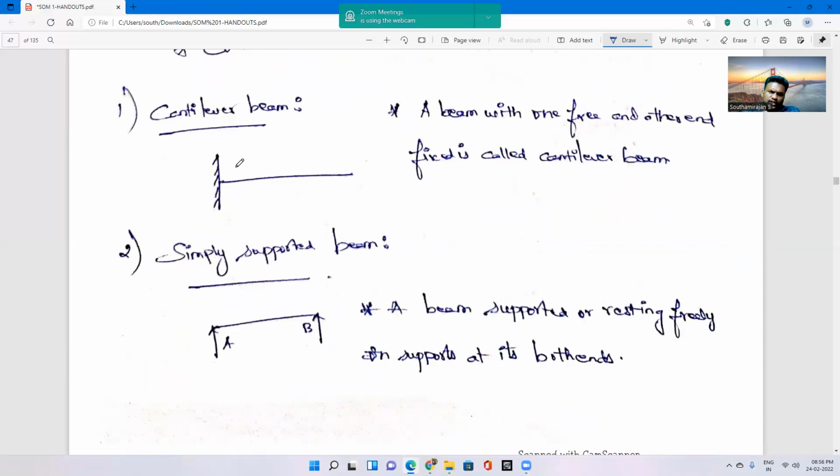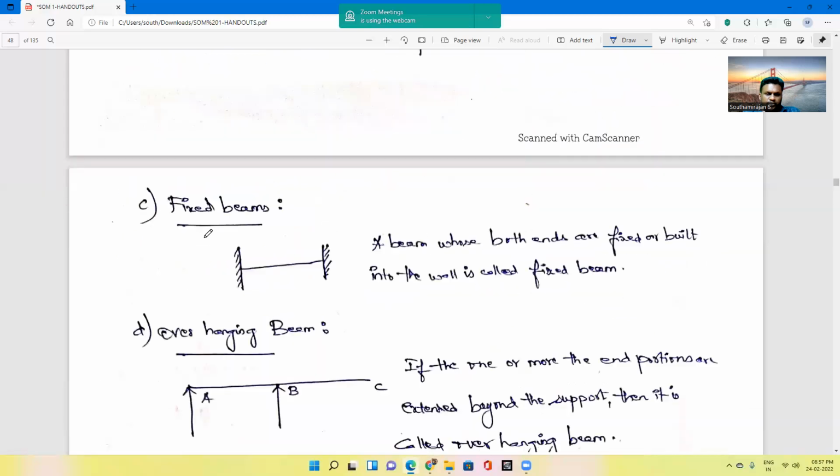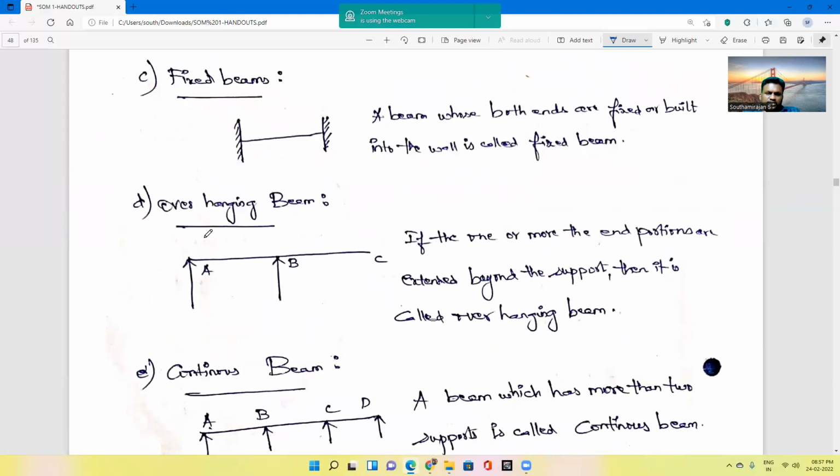So we have gone through the diagrammatic representation of the cantilever beam. By definition, a beam with one end free and the other end fixed is called a cantilever beam. Next will be the simply supported beam. By its definition, the beam rests freely on the supports at both of its ends. Next will be the fixed beam. A fixed beam is a beam whose both ends are fixed or built into a wall, so the ends are rigidly fixed. That type will be represented as a fixed beam.